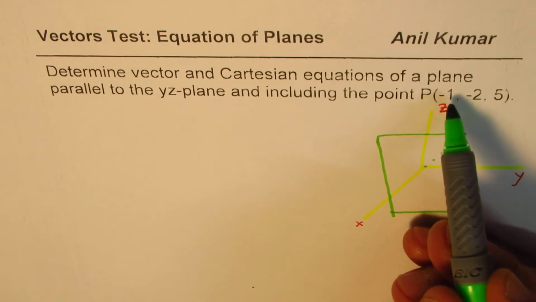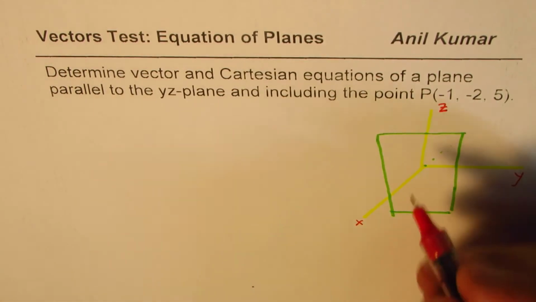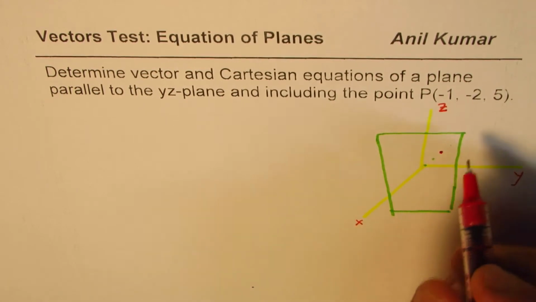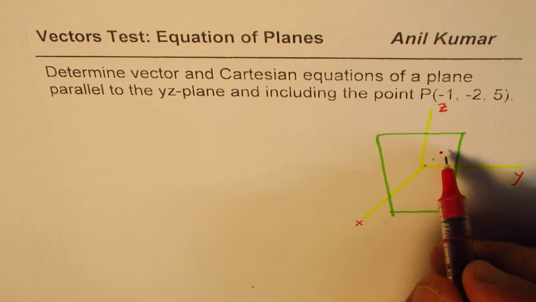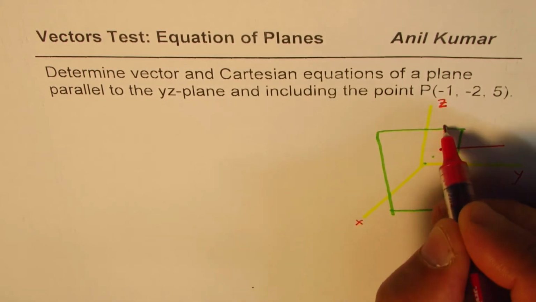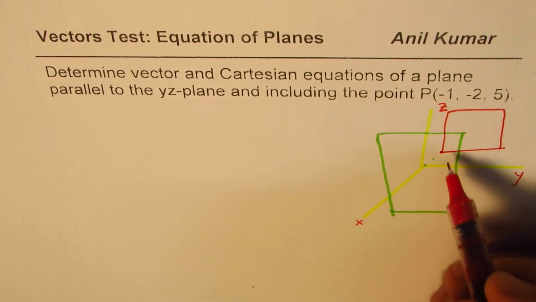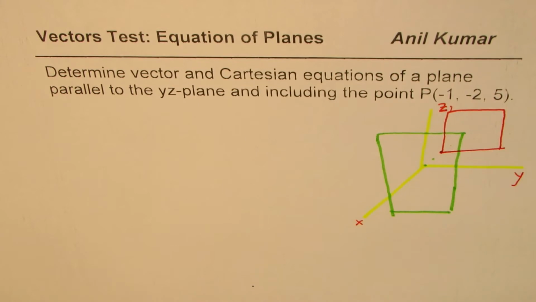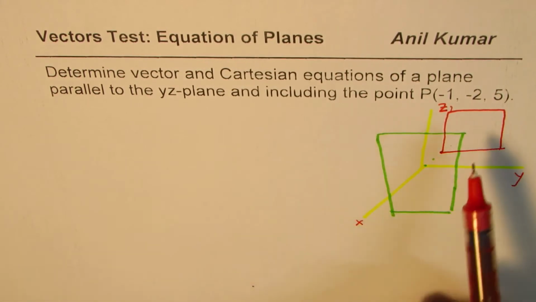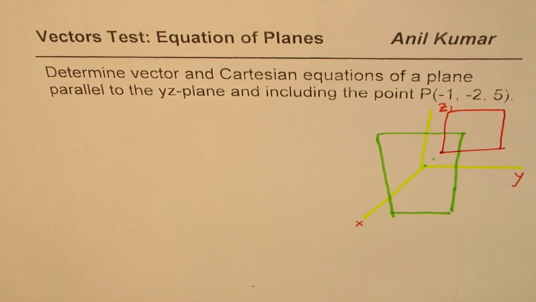Now since the value is -1 for x, this point will be there on the plane. So you could think about a plane which is like this. I'm just taking one. That could be a kind of plane which we are talking about, right? That gives you an idea. That is the plane which is parallel to YZ plane. I hope you get some idea of what we're talking about.